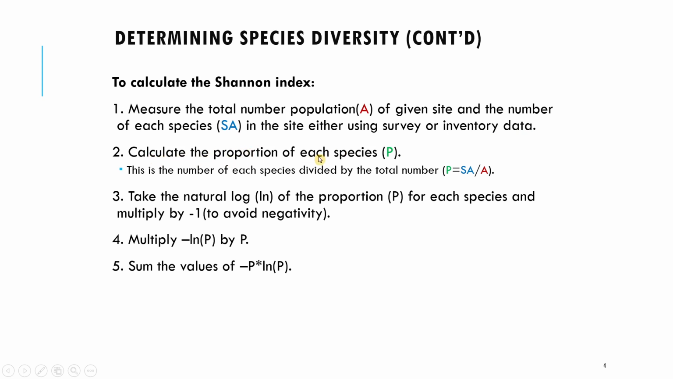The second step is to calculate the proportion of each species by dividing each species' count by the total number of individuals in the community. Then take the natural logarithm of the proportion for each species and multiply it by -1. This is to avoid negativity. Multiply the negative ln of the proportion by the proportion itself and sum the values. Take the total of the values.